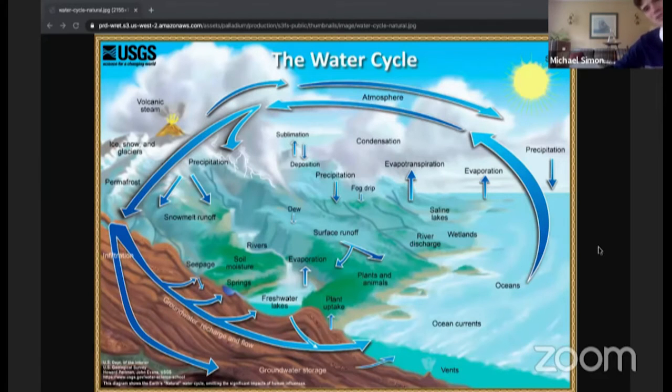If this cycle was interrupted or stopped in any way, really all life on Earth, not only human life, would pretty quickly be in trouble.